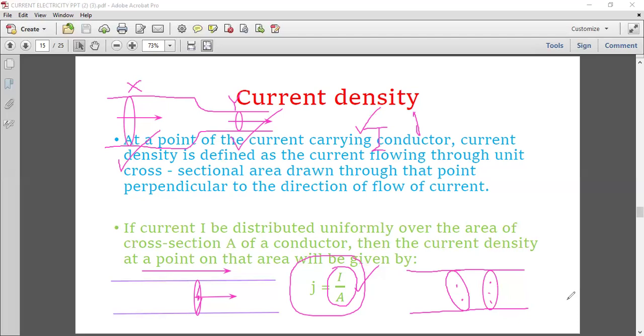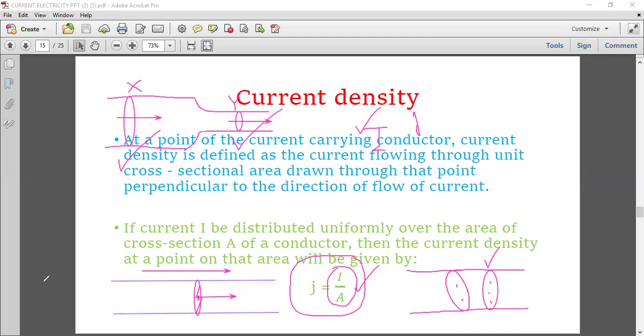क्लियर. For our course, we assume that current density is uniform at every point of the same cross section. किसी भी क्रॉस सेक्शन के डिफरेंट पॉइंट्स पर करंट डेंसिटी यूनिफॉर्म होगी. एक्चुअल में ऐसा नहीं होता. It's clear. So, but here for our sake, we have assumed that current is distributed uniformly over the area A. Therefore, current density at every point will remain same.